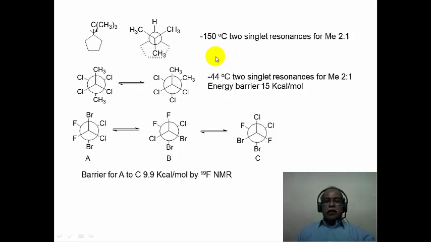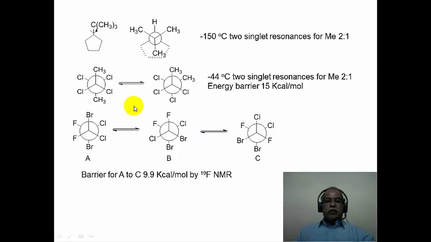So, a sample measured at a very low temperature of minus 150 degrees Celsius has 2 singlets in the ratio of 2:1, one corresponding to these 2 methyl groups with the intensity of 2, and this particular methyl group comes separately with the intensity of 1, because the 2 methyl groups have 6 hydrogens, and this methyl group has 3 hydrogens. That is why the intensity ratio is 2:1.